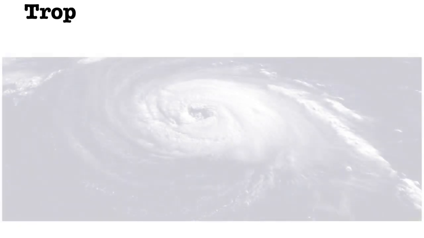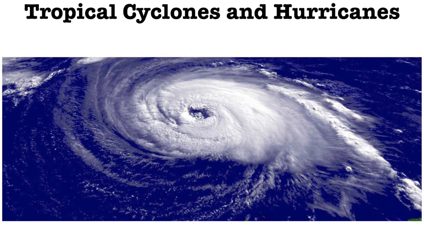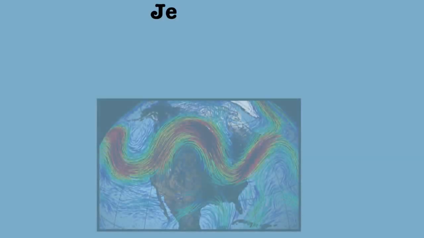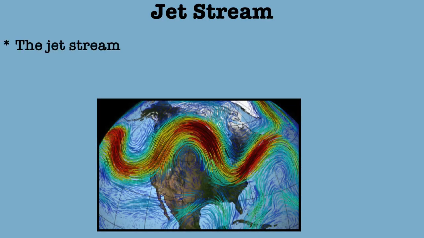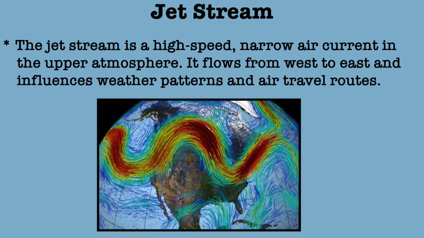Next is tropical cyclones and hurricanes. Tropical cyclones, also known as hurricanes or typhoons depending on the region, are intense circular storms characterized by strong winds, heavy rainfall and low atmospheric pressure. Next is the jet stream. The jet stream is a high-speed, narrow air current in the upper atmosphere. It flows from west to east and influences weather patterns and air travel routes.